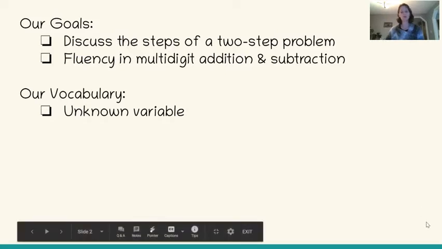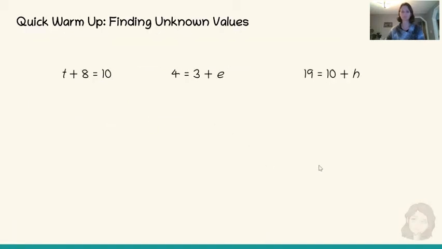And one new vocabulary word that perhaps we have not used so far this year is to talk about an unknown variable. So we're going to talk about that this morning too. So as a quick warm-up and thinking about finding unknown values, I have 3 questions here for you. The first one is t plus 8 equals 10.